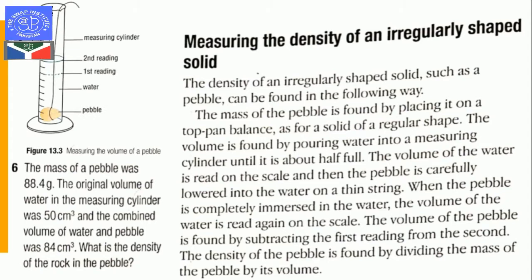This is a figure in which you can see that this is the pebble and this one is the thin string, and this one is the first reading of water without the pebble, okay. And after immersing the pebble in this measuring cylinder, the water level will be raised up, okay. And after the water level rises, we can find the volume of the pebble by subtracting both values, from here to here, and this is the volume of the pebble.